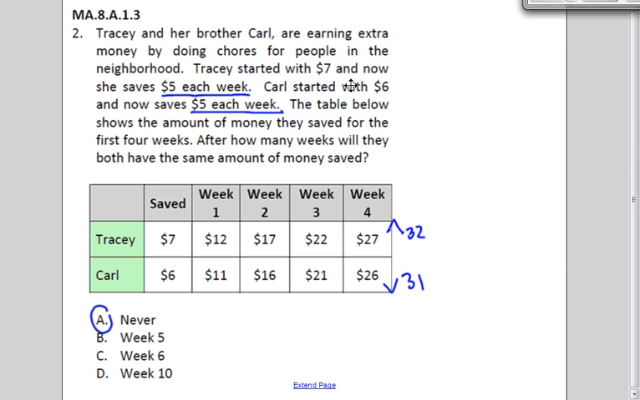Whenever two things start at different places but then grow at the same rate or decline at the same rate, they will never be equal to each other.